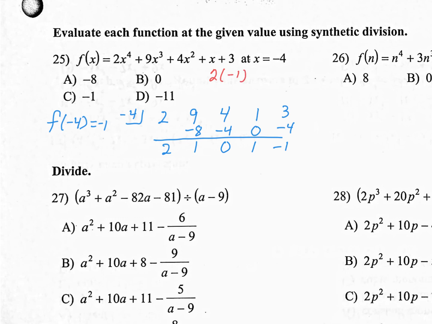If you want to check, what you do in your calculator, you type in 2 parentheses negative 4 to the fourth power plus 9 times negative 4 to the third power plus 4 times negative 4 to the second power minus 4 plus 3, and I ran out of room. So you basically substitute.